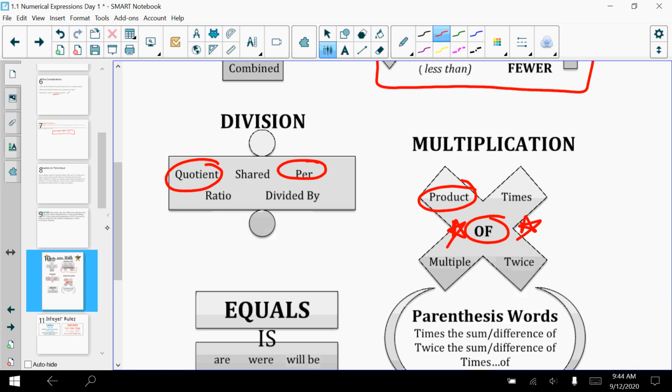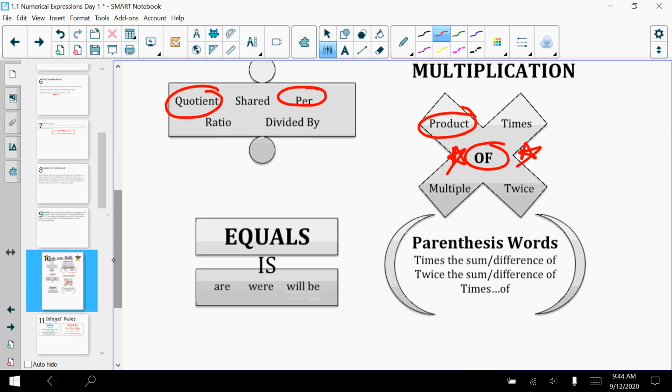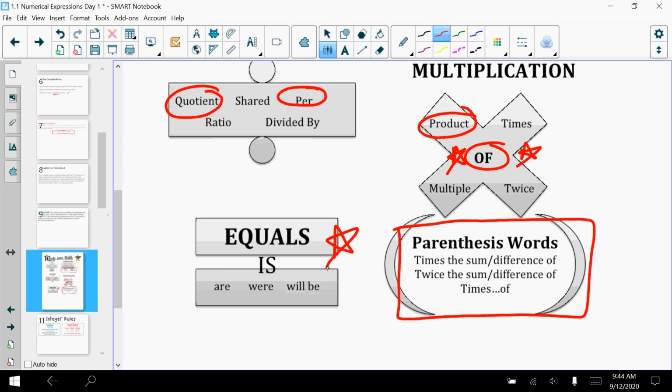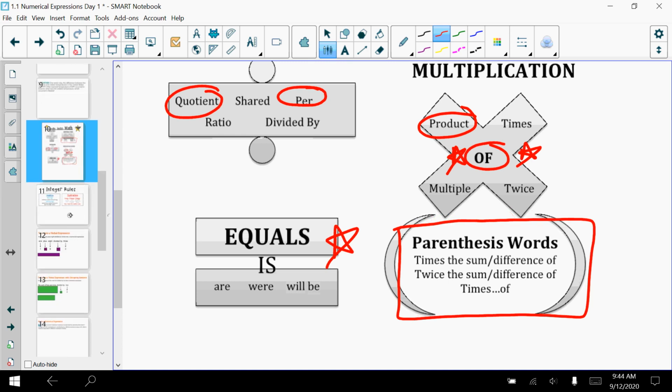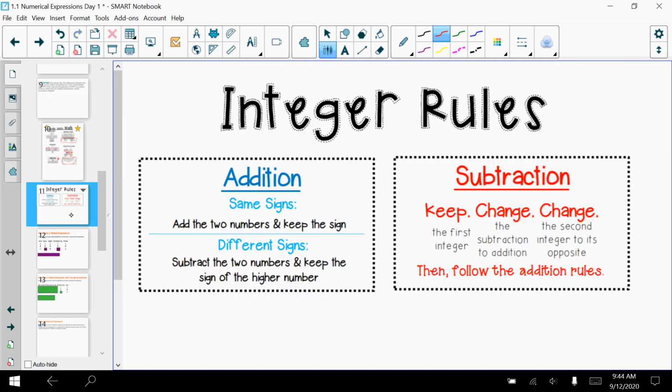Just because you see the word of doesn't necessarily mean that it's going to be multiplication in and of itself. It could be that it's unlocking the opportunity to use what are referred to as parenthesis words. So if I say twice the sum of something, or times the sum of, it's opening up parentheses to allow me to put another expression inside of it. So we'll look at that on Monday. You also are really strong with your equals, so there's no need to worry about that particular vocab. But here is the crème de la crème.